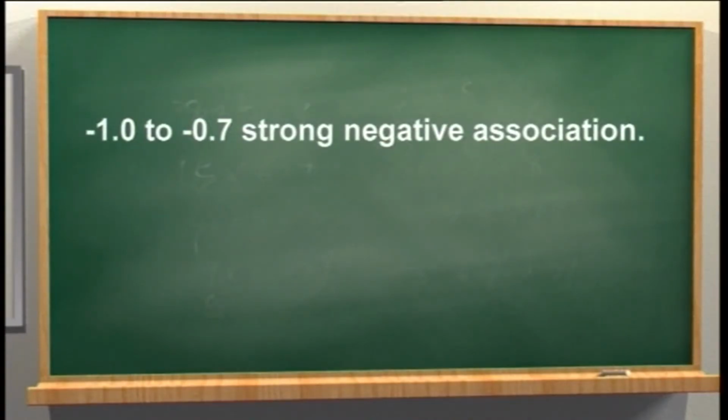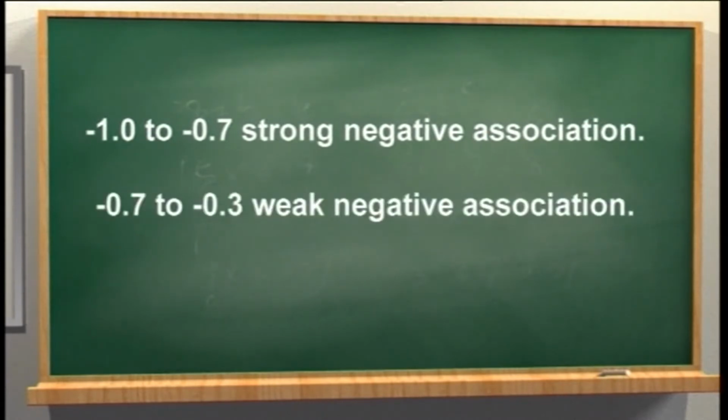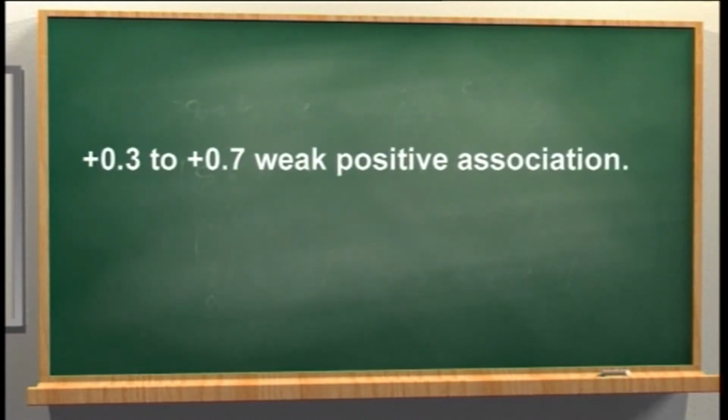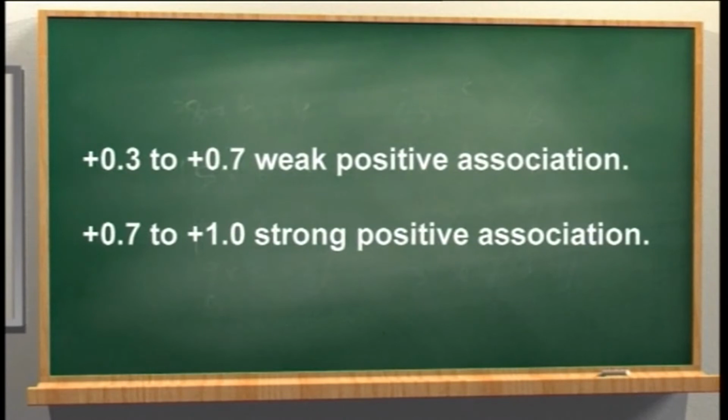Here is how I tend to interpret the correlations. -1 to -0.7 is a strong negative association. -0.7 to -0.3 is a weak negative association. -0.3 to +0.3 is little or no association. +0.3 to +0.7 is a weak positive association. +0.7 to +1 is a strong positive association.